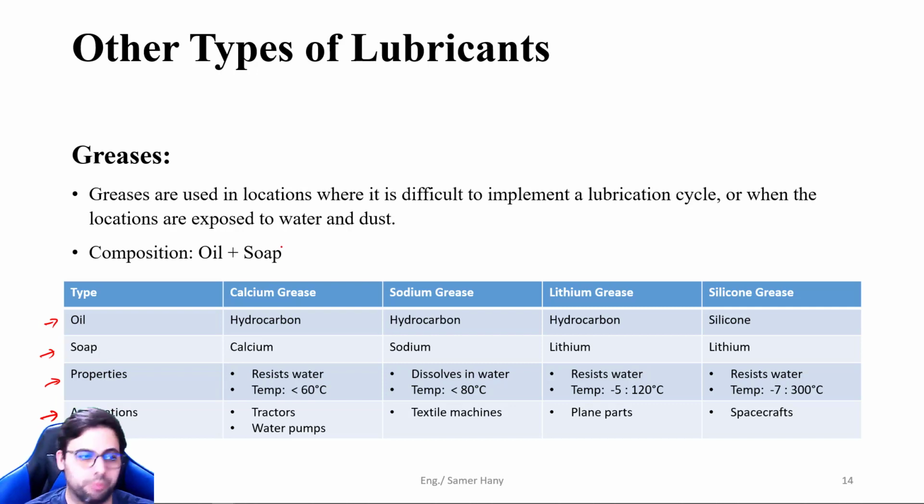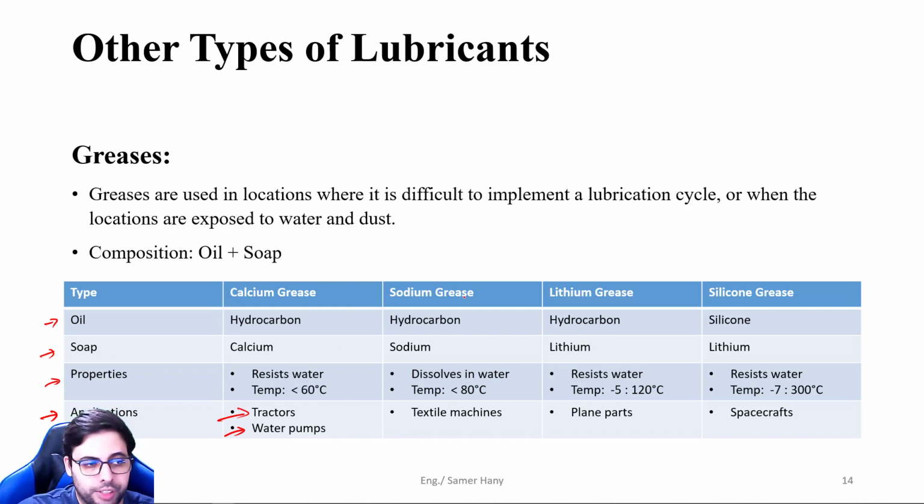The first type of grease is the calcium grease. This is produced by mixing hydrocarbon oil with calcium soap. This grease is very popular, very common. It can resist water, so it can work in our everyday applications, but it's limited to working under a temperature of 60 degrees Celsius. It's typically used in agricultural tractors and in water pumps, since they are exposed to water all the time.